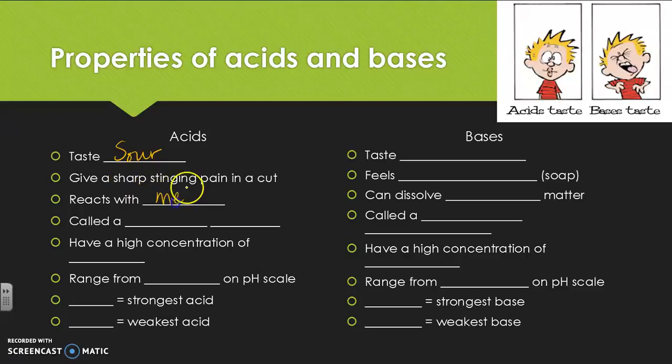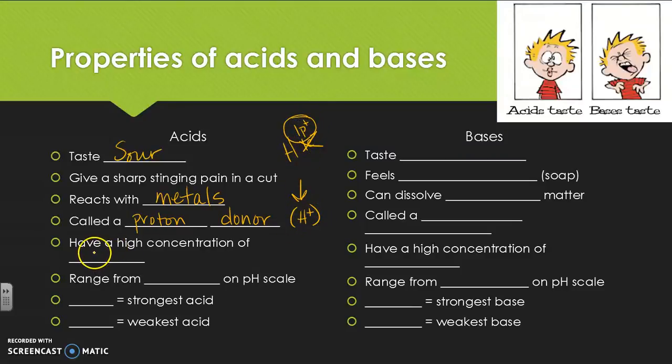They react with metals. They are called proton donors because they give away a hydrogen ion. Why do we call this a proton? Well, let's think about it. Hydrogen has one proton and one electron, right? Well, if we don't have the electron there, what are we left with? We're just left with a proton. So a hydrogen ion is called a proton.